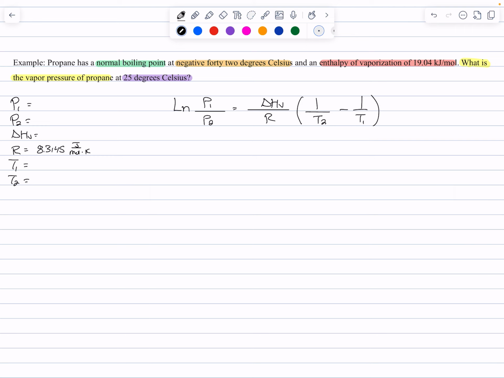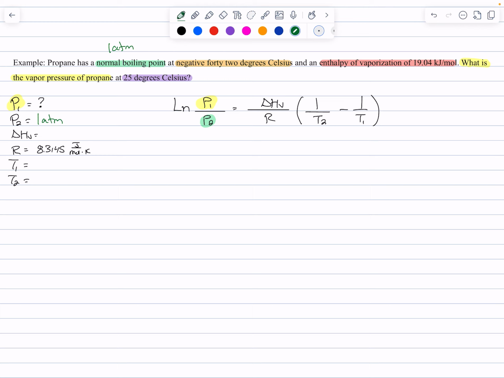We're looking for a vapor pressure, so I am going to look for P1. I like solving for the variable on top better than one on the bottom. So P1 is going to be my question mark. That is what we're going to find out. P2 is the normal boiling point pressure. Normal would be 1 atm, so that's going to be 1 atmosphere.